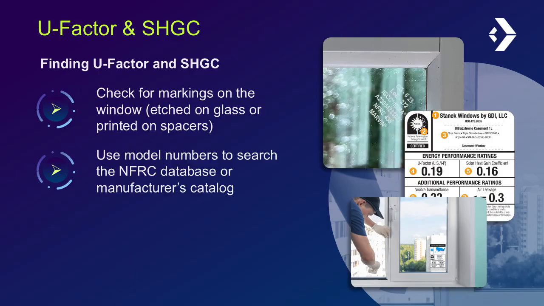However, if the exact data is unavailable, there are a few other ways to make a good assessment. One option is to see if the U factor or SHGC is marked somewhere on the window, or if a model number is marked, from which you could look up the window on the NFRC database or from the manufacturer. When present, this info may be etched in a corner of the glass or may be printed along the spacer between panes at the bottom of the window.